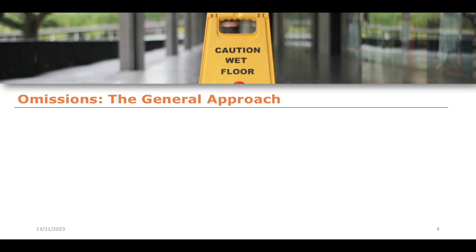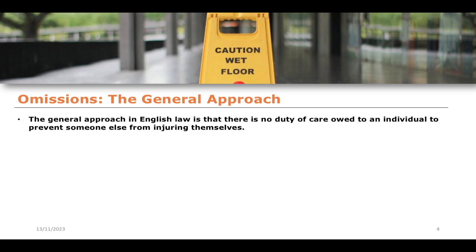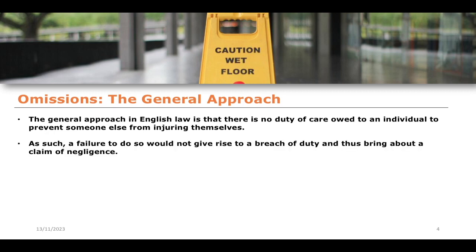Now, the general approach in all of law is that the failure to do something, the lack of performance of an act in a general setting, does not give rise to liability. And this is the general approach which is applied in English law, and specifically within English law in relation to negligence as well. So there is no duty of care owed to an individual to prevent someone else from injuring themselves. Okay? And because there is no duty of care owed to an individual to prevent them from injuring themselves, a failure to do so would not give rise to a breach of duty. And so as a result, there cannot be a claim in negligence for omissions. This is the general approach.